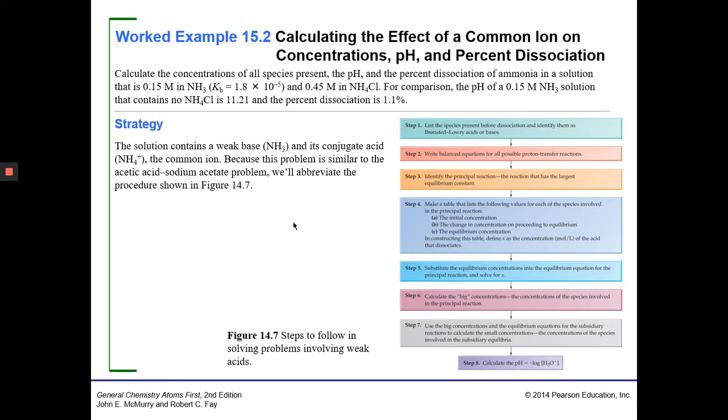Okay, then we would substitute the equilibrium concentrations into the equilibrium equation for the principal reaction and solve for X. Then we would calculate the big concentrations, the concentrations of the species involved in the principal reaction. We would then use these big concentrations and the equilibrium equations for the subsidiary reactions to calculate the small concentrations, that is, the concentrations of the species involved in the subsidiary equilibria.